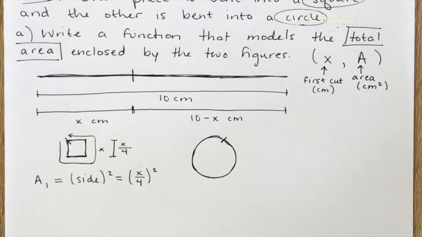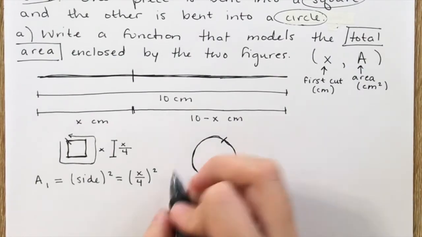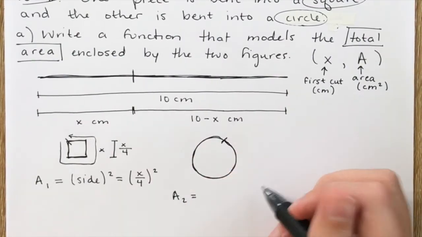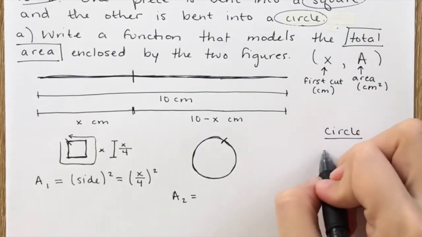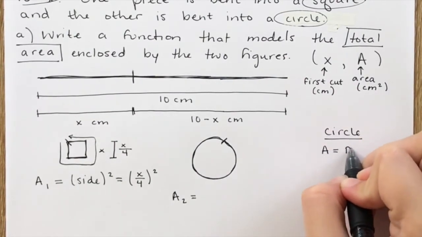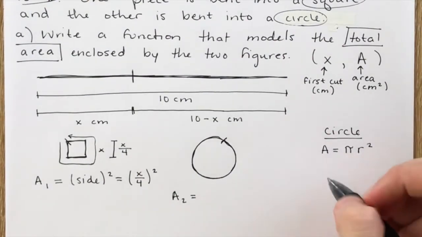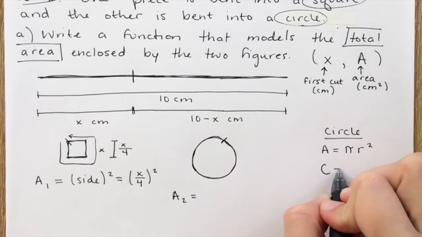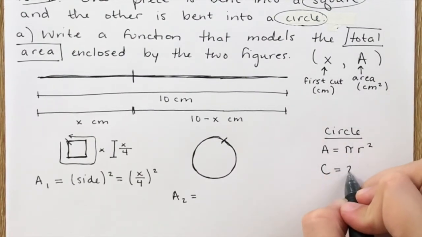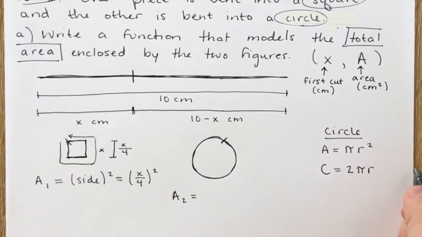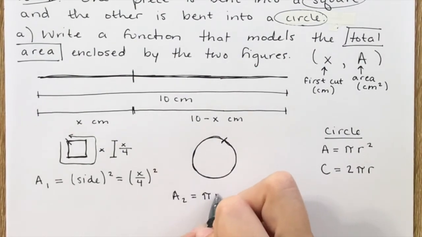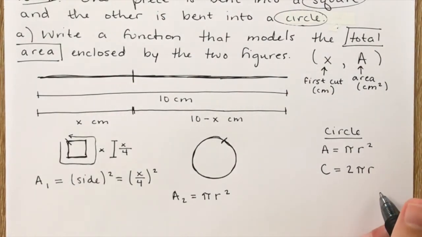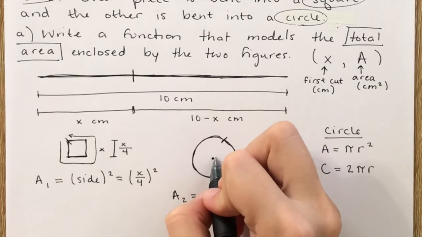Okay, let's do the same thing for the circle. What do we know about the area of a circle? I'm going to call this A2. Let's refresh on our circle formula stuff. Well, the area of a circle is pi r squared, right? The other important thing that we always talked about was circumference. Circumference is 2 pi r. All right, so if area is pi r squared, that means we need to figure out what r is, right? Radius is this guy.